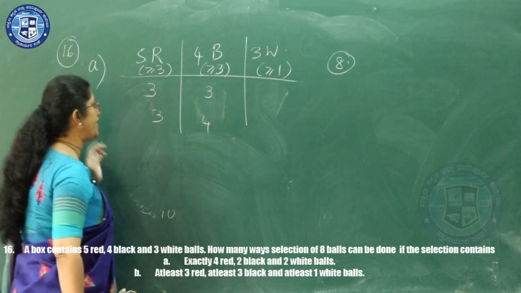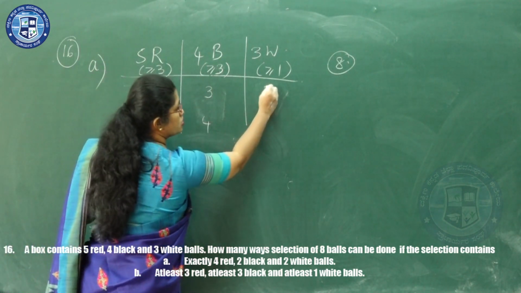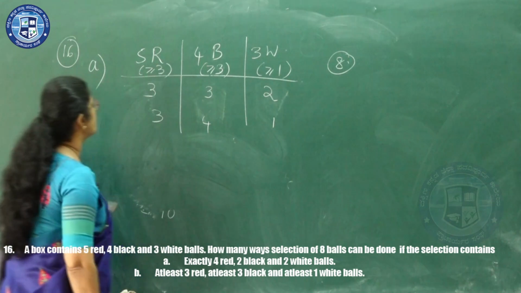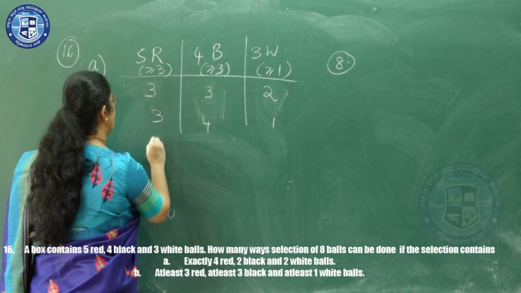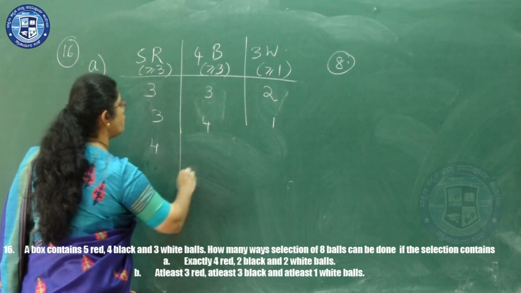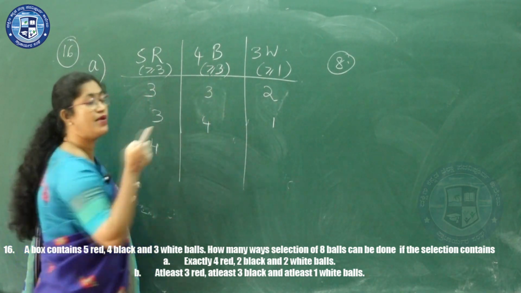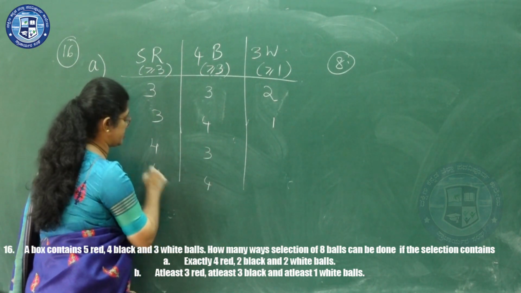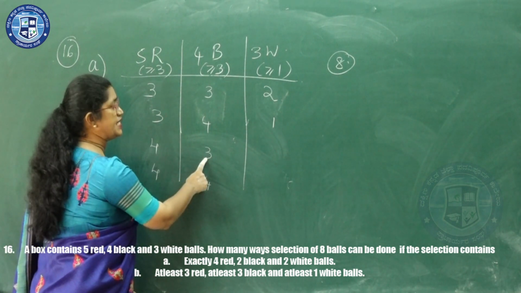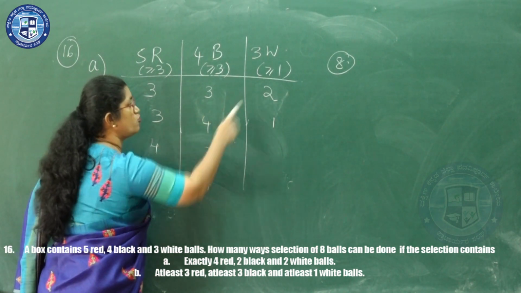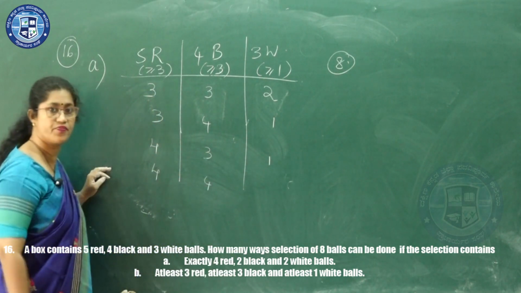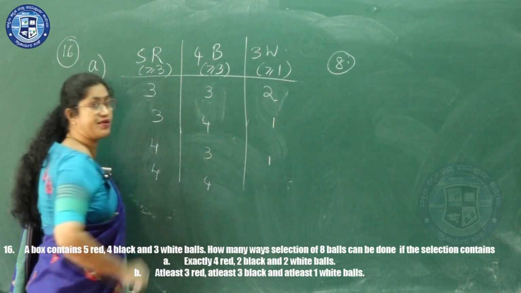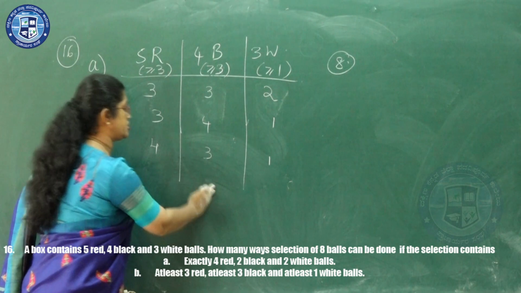I want a total of 8. 3 plus 3 is 6, so here I'll put 2 more. Here 7, to make it 8, I need 1 more. Now instead of 3, if I take 4, then this again can be either 3 or 4. 4 and 3 is 7, and to make it a total of 8, I need 1 more. 4 and 4 is already 8, so this is 0, but the condition is at least 1. So this is not satisfying the condition, this is not possible.